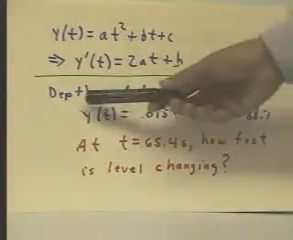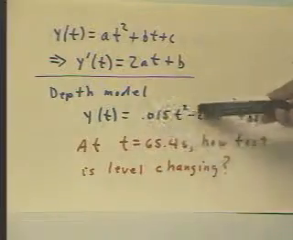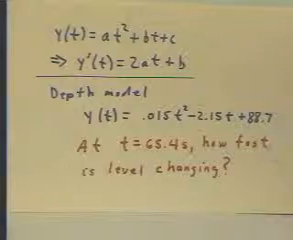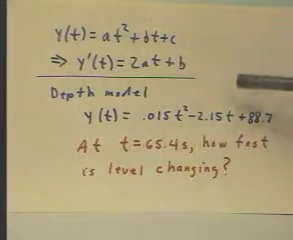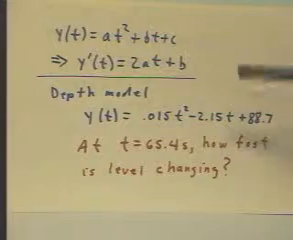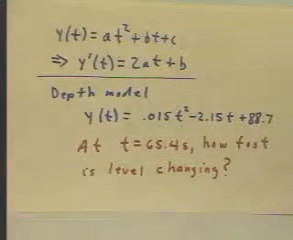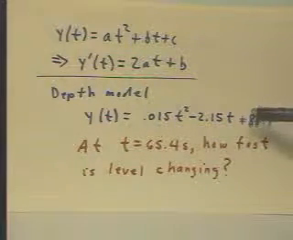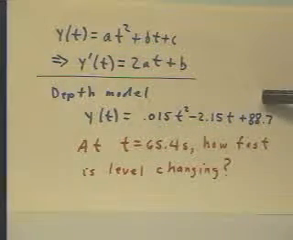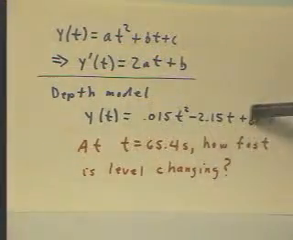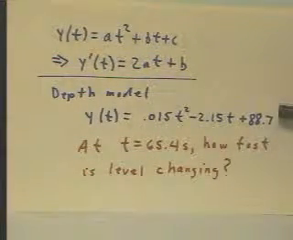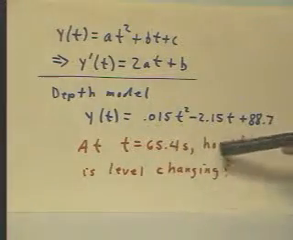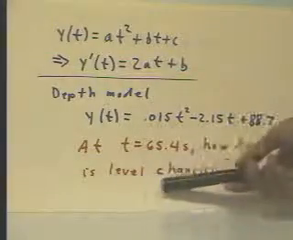Now, let's go back to the depth model. y of t equals 0.015 t squared minus 2.15 t plus 88.7, which you obtained by substituting 3 data points into the form of a quadratic and solving a bunch of simultaneous equations. We obtained this depth model. The question is, for this depth model, at the t equals 65.4 second instant, at what rate or how fast is the level changing?